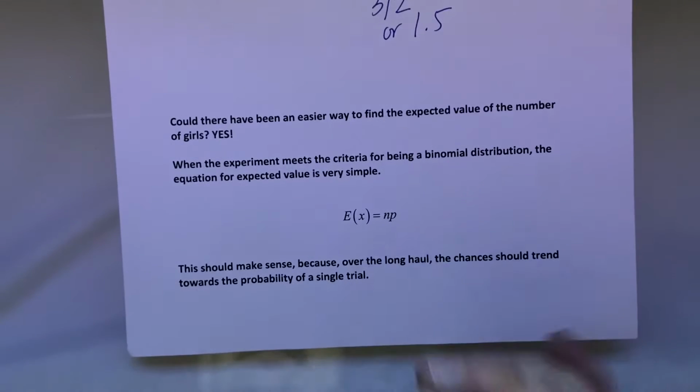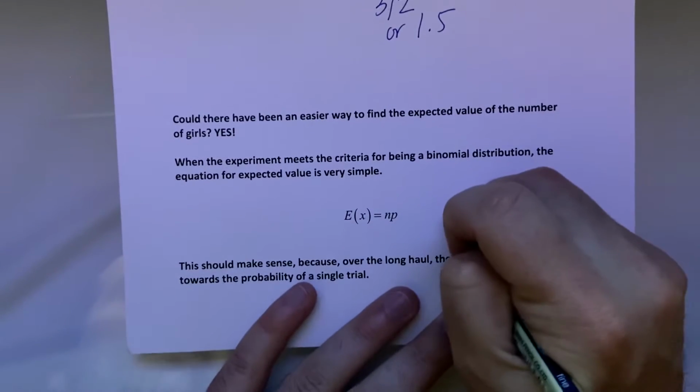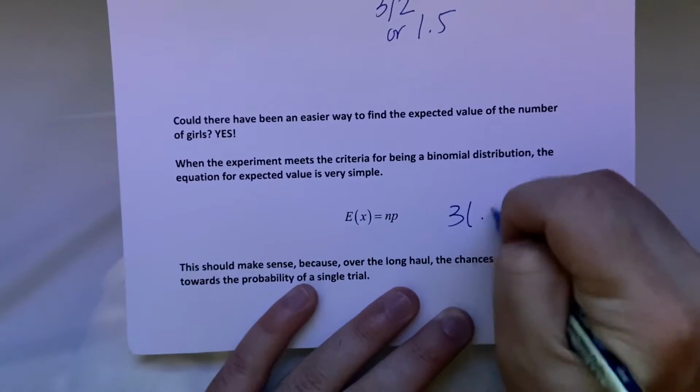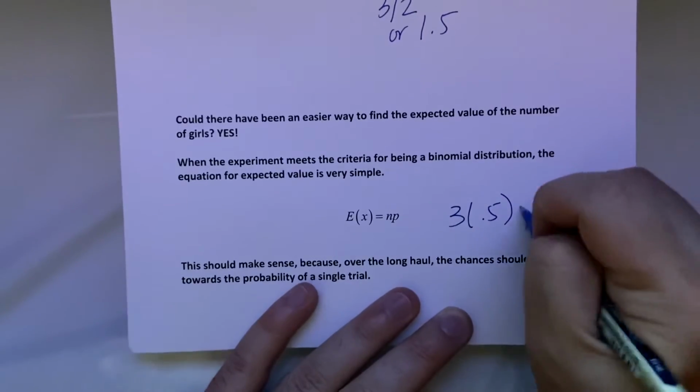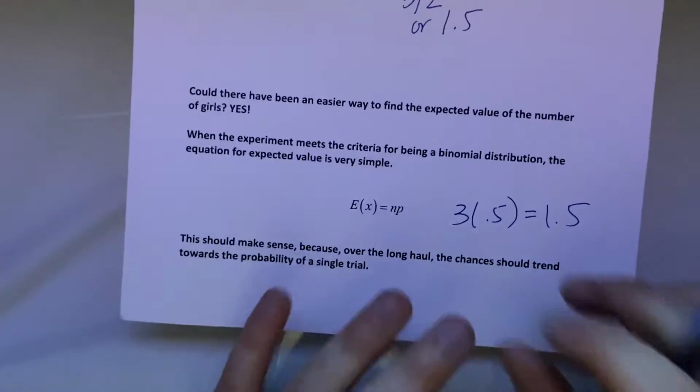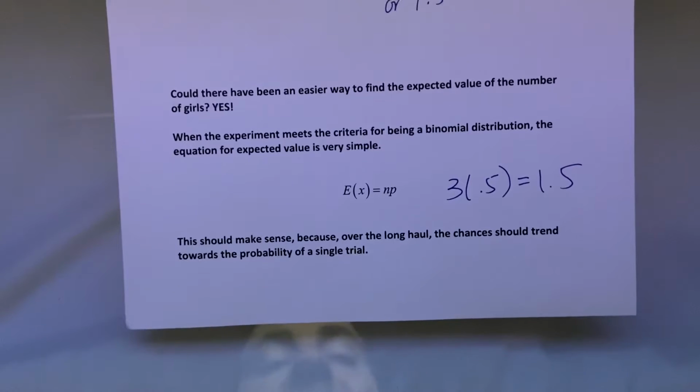So could there have been an easier way to calculate this? Yes. When the experiment meets the criteria for binomial distribution, the equation for expected value is very simple. The expected value of x is n times p. In our case up here, 3 trials, a 50% chance to get a girl. 3 times 0.5 was 1.5. It could have saved us all that time from making the table.